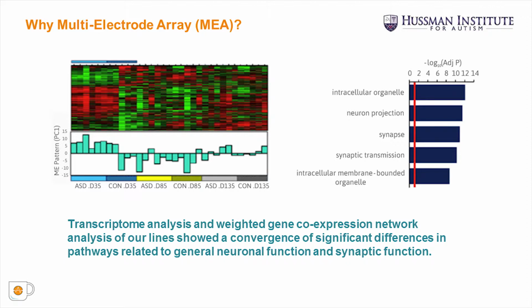Additionally, we found in this cohort of individuals with autism, using both transcriptome analysis and weighted gene co-expression network analysis, that there were significant differences in the pathways related to general neuronal function and synaptic function, and those pathways converged across all the individuals in our cohort. So this prompted us to perform the MEA recordings in the first place.